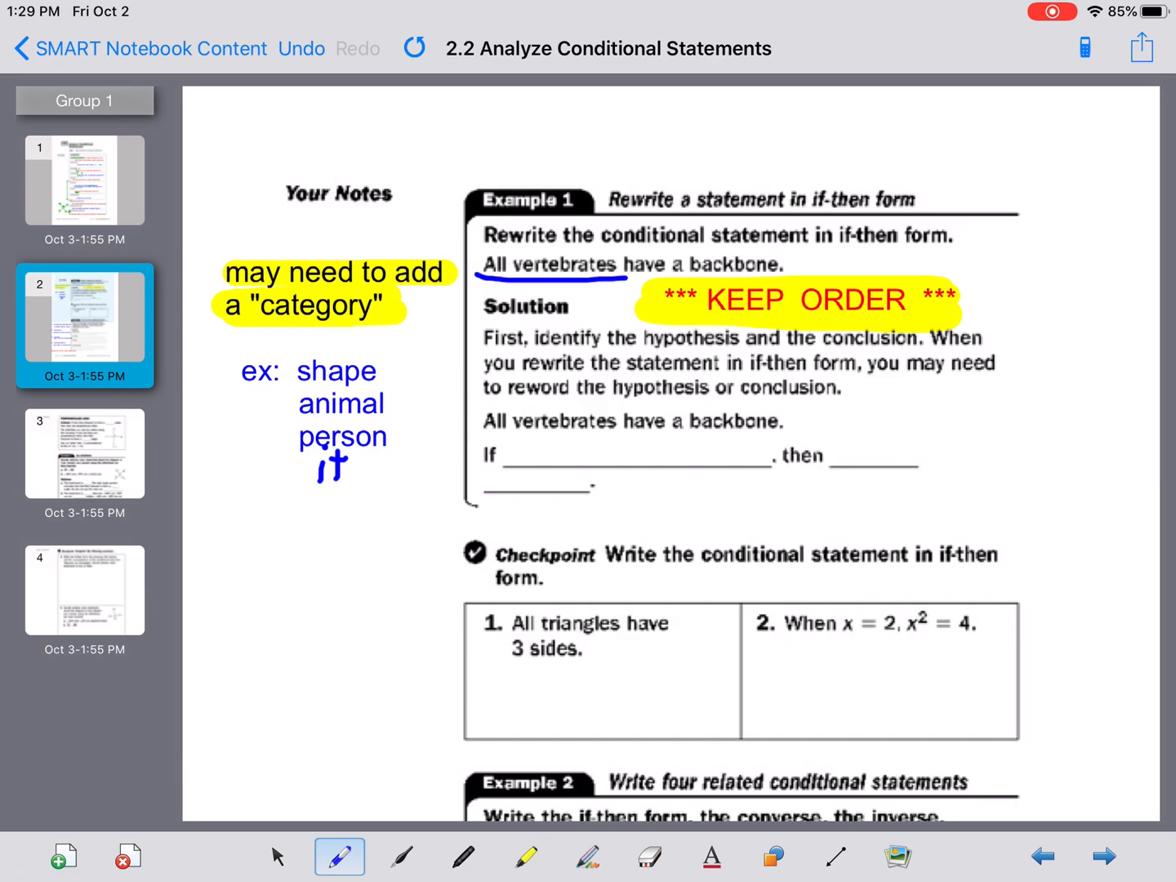We're going to start off with this statement. All vertebrates have a backbone. When I say keep the order, that means I want to talk about vertebrates first, backbone second. That's the order we want to keep. So I'm going to turn that into an if. Okay, if something has a vertebrate, then it has a backbone. So I need a little category word. Well, I don't know. You can use something. I'm going to be honest, you can use something. I might say if an animal is a vertebrate, then it has a backbone.